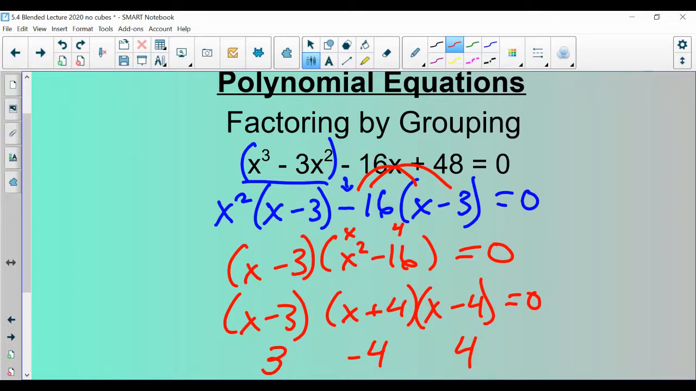Your three answers, right, we needed 3 because that's the degree of the polynomial. Your three answers are 3, negative 4, and 4. Please let me know if you guys have any questions on factoring by grouping.